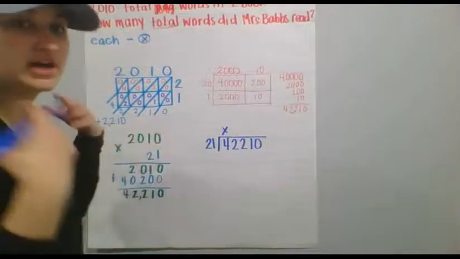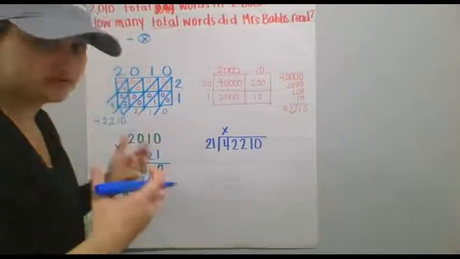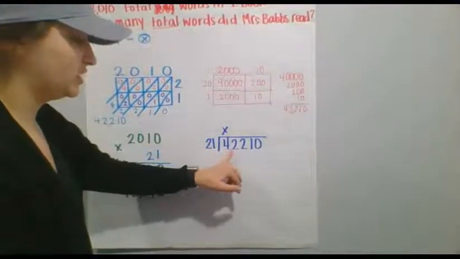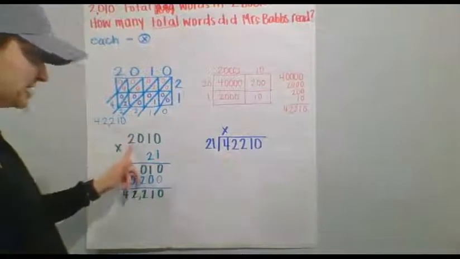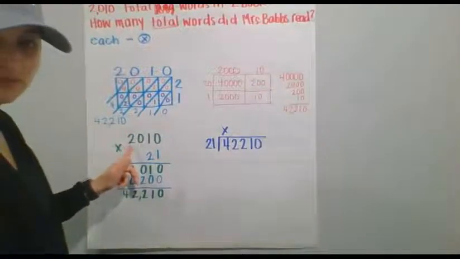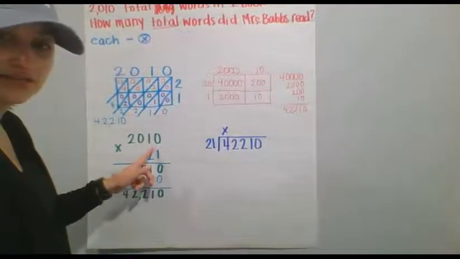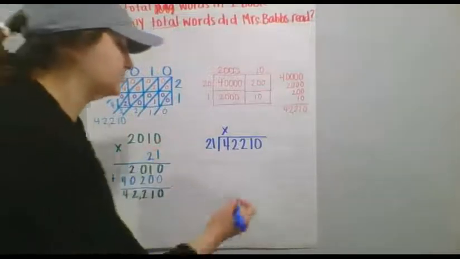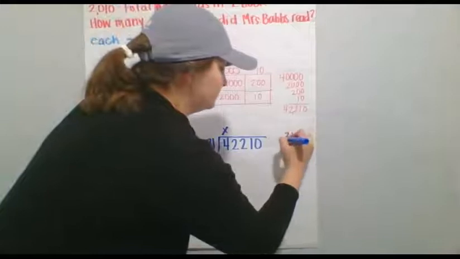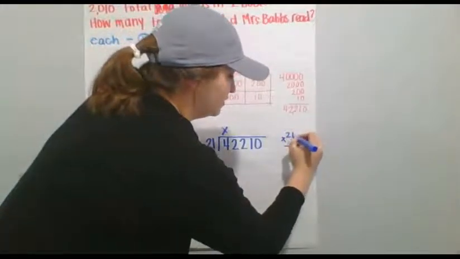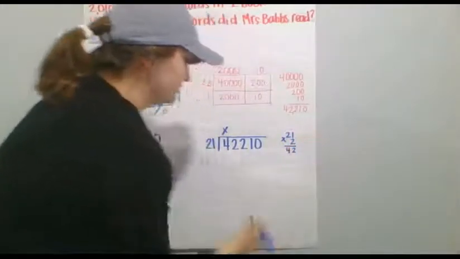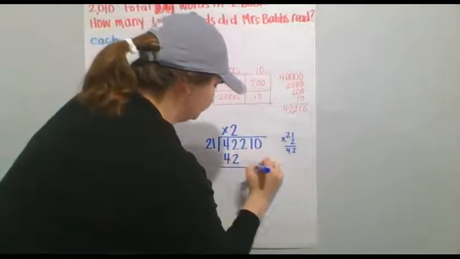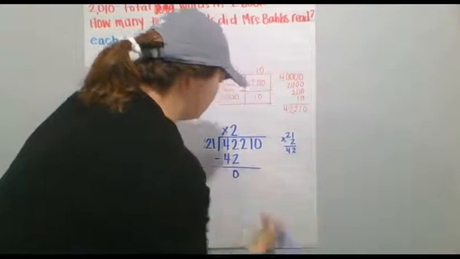So instead of trying to think outside the box and really try and figure out, because 21 we know can go into 42, the best place to start is going to be 2 times because we want our answer to be 2010. So we want to double check and make sure that this goes in 2 times. So 21 times 2 is 42. So we know that this will be a 2 and this will be 42. We're going to subtract and get 0.